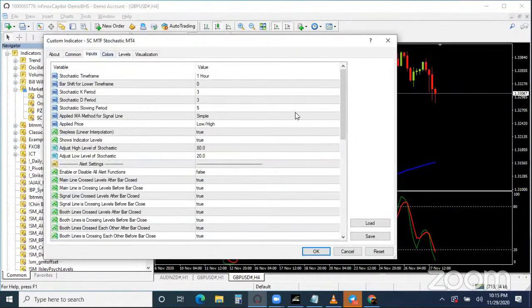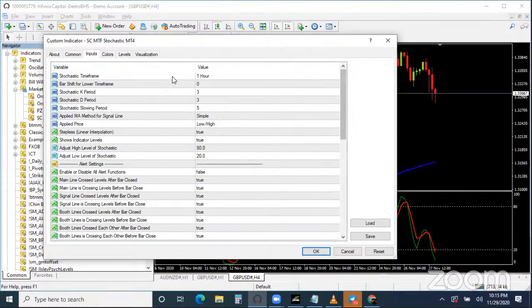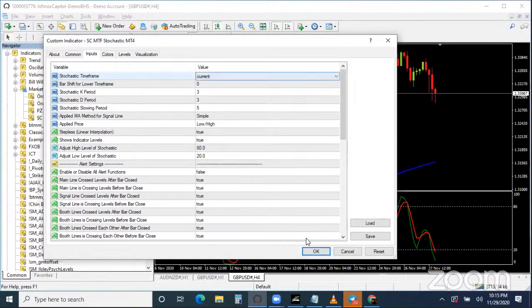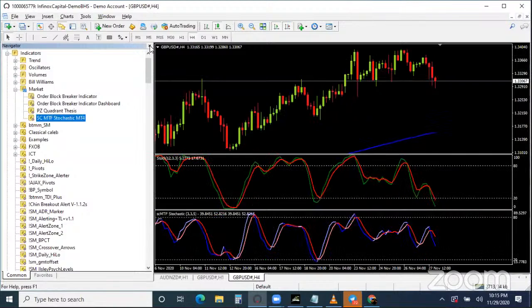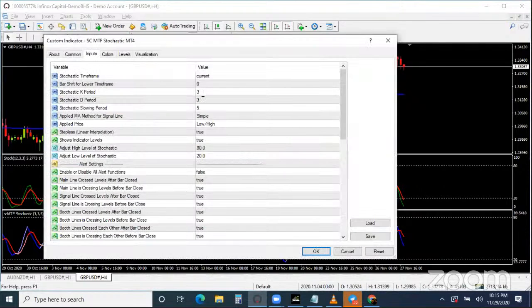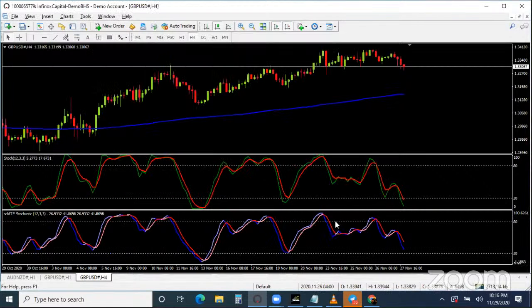So this is a custom-made indicator, and it has several things in it. By default, it comes with current, meaning it gives me the current time frame. If I say okay now, it gives me stochastics, but it looks more or less like what we have here, right? The setting here is 335, whereas we have 1233. So it might look different, but you get what I'm saying. This is 1233. Okay, so now it looks exactly like this, right?